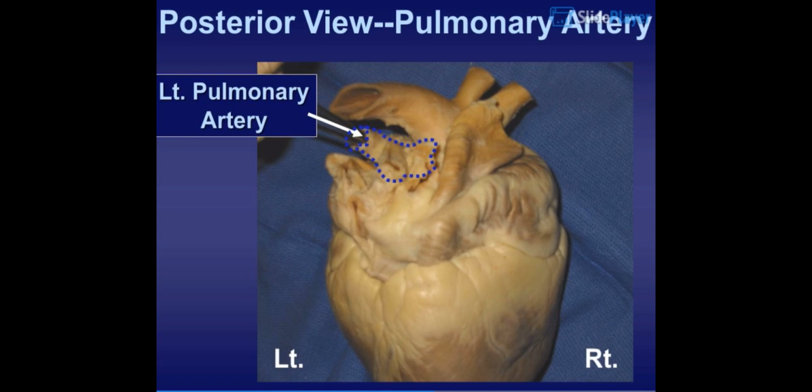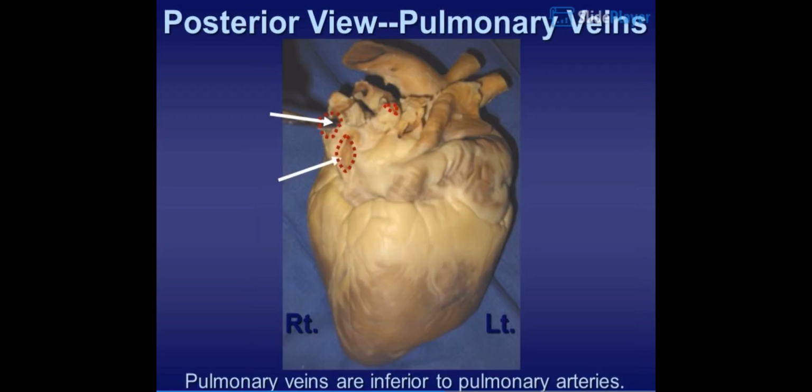Steps. Locate both arteries on the posterior side of heart. The pulmonary arteries are both inferior to the aorta, the most superior vessel. Left. Right. Posterior view, pulmonary veins.